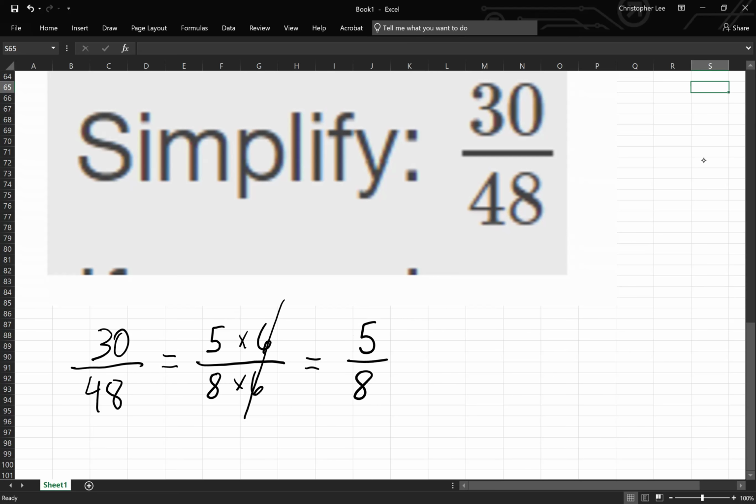Good. Any questions on this? Remember how to do this, right? You just factor the top, factor the bottom, cross out the like terms, you know? Same old, same old, same old.